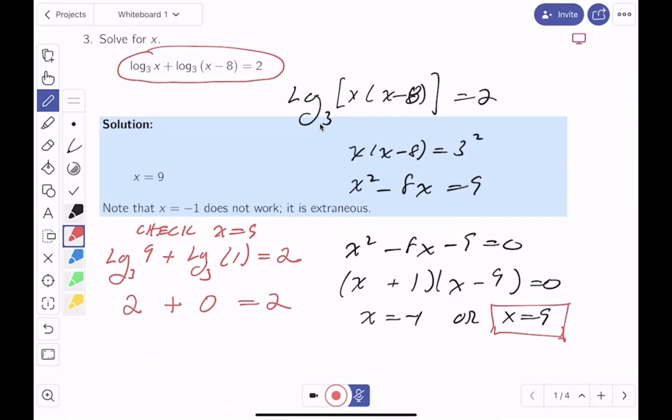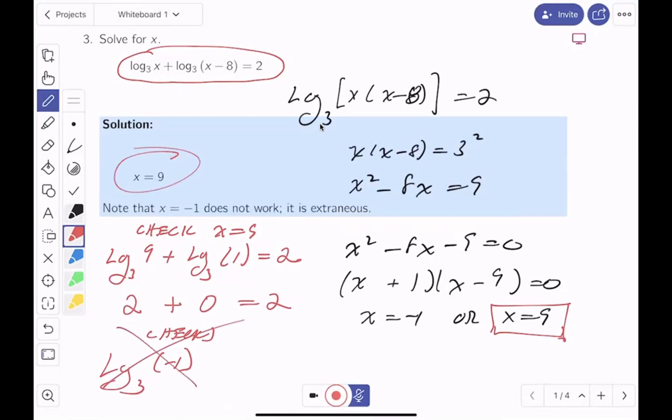All right, let's try minus 1. I immediately see a problem. If you check minus 1, what do I see? Log base 3 of minus 1. Well, there's no such number. No real number is going to give that to me. So I'm going to cross that out. All right, so there's only one answer, x equals 9.